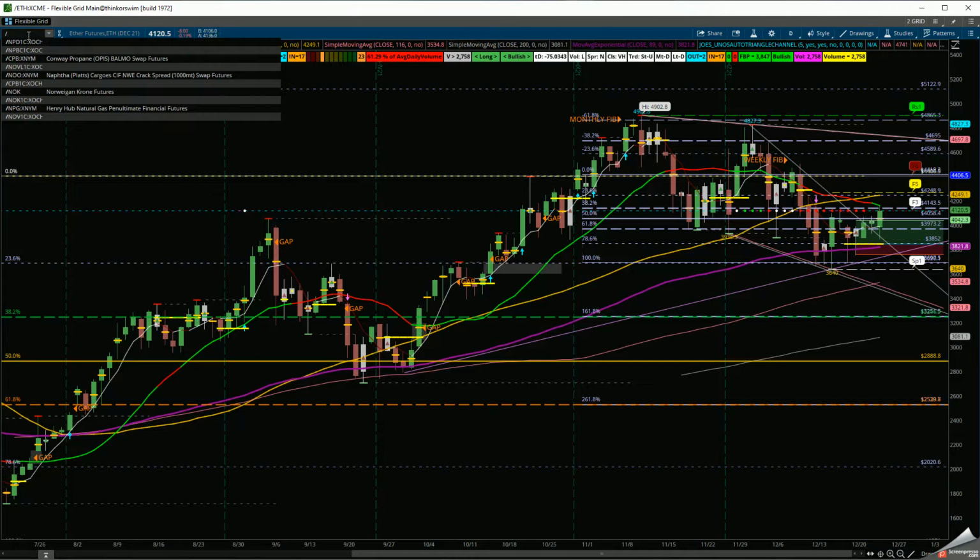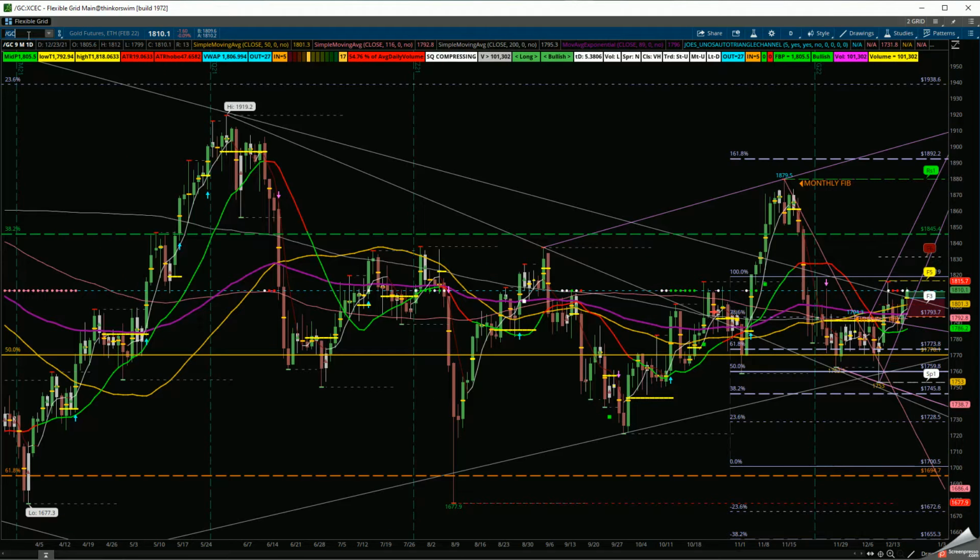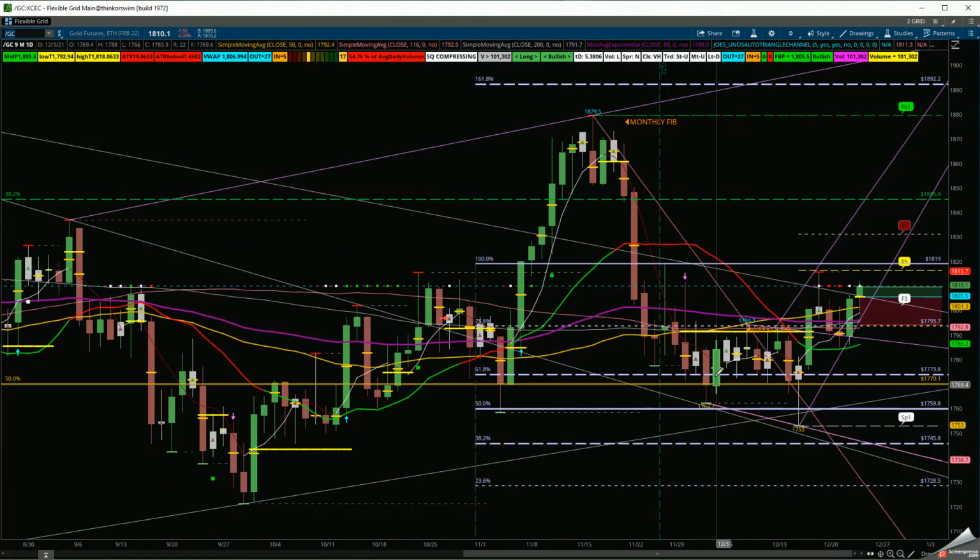Let's go back now to GC, gold. It's going to be a lot of consolidation in this chart, a lot of fibs, a lot of channels that we're trying to get out of. We came down into that linear regression symmetrical triangle. We eventually retested that high up here. We're trying to break out. We fell back in range and we continued to consolidate for a couple of weeks.